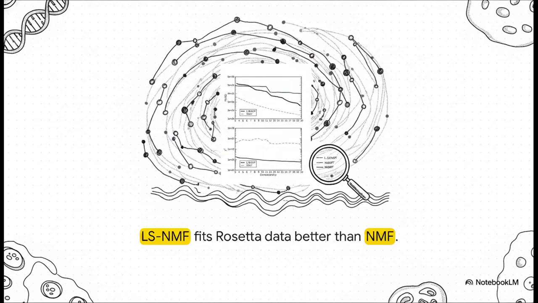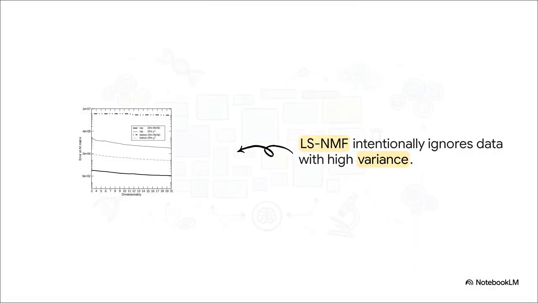That solid black line, that's our new LS NMF. Notice how the LS NMF error drops beautifully and consistently as the dimensionality increases. It's fitting the Rosetta Compendium data significantly better simply because it is actively optimizing for the known variance. Now let's see how this translates into something honestly really clever.